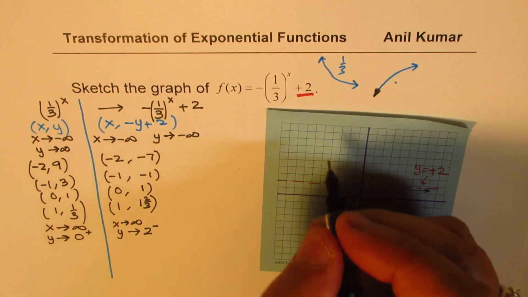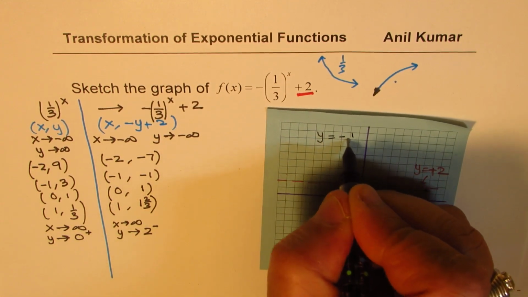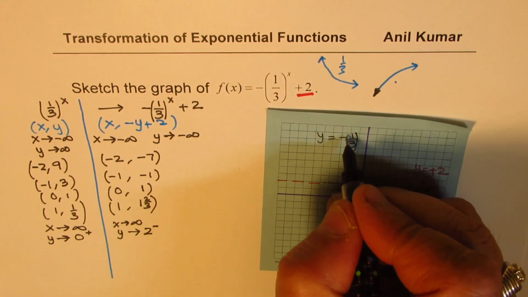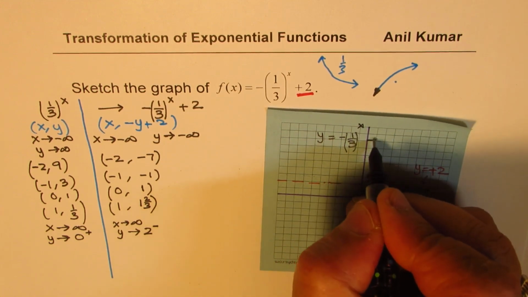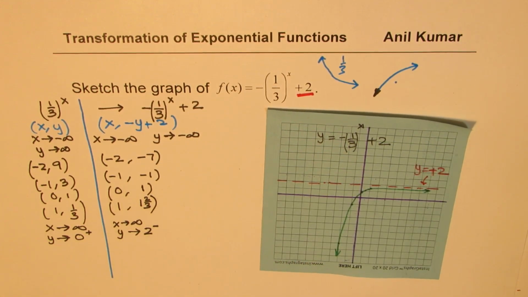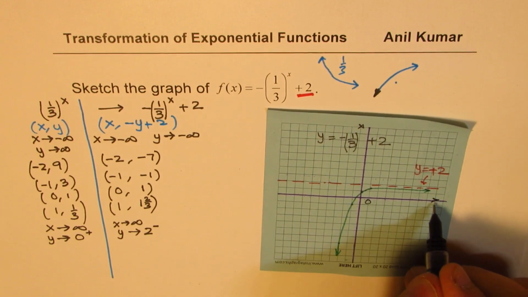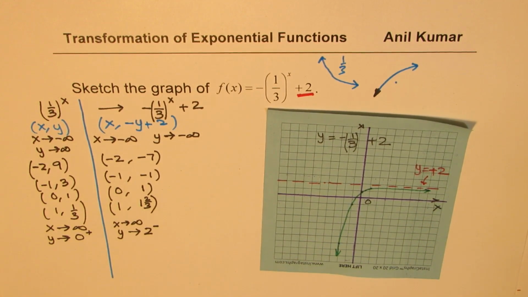So this is the graph for y equals minus 1 over 3 to the power of x, minus is outside, plus 2. Perfect. That is how you're going to sketch this particular graph. I hope with this, you understand how to sketch transformed exponential functions. We took 1 over 3 types, that is the reciprocal of an exponential function. We considered horizontal and vertical transformations. That should give you good practice and understanding.